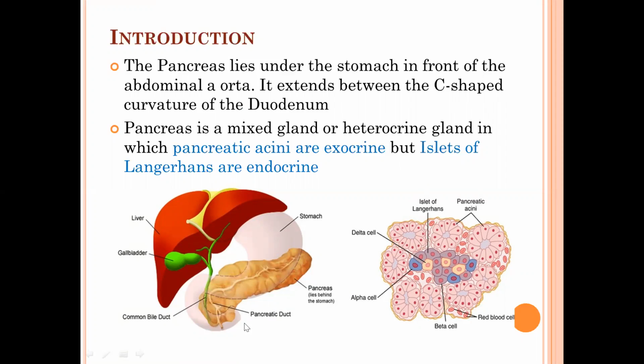But this pancreatic duct is meant for giving out the secretions from exocrine part of the pancreas, whereas endocrine part of the pancreas secretes hormones. So there are two parts here. Pancreas acts as a mixocrine gland, or it's a heterocrine gland. Mixocrine gland because it functions both as exocrine as well as endocrine.